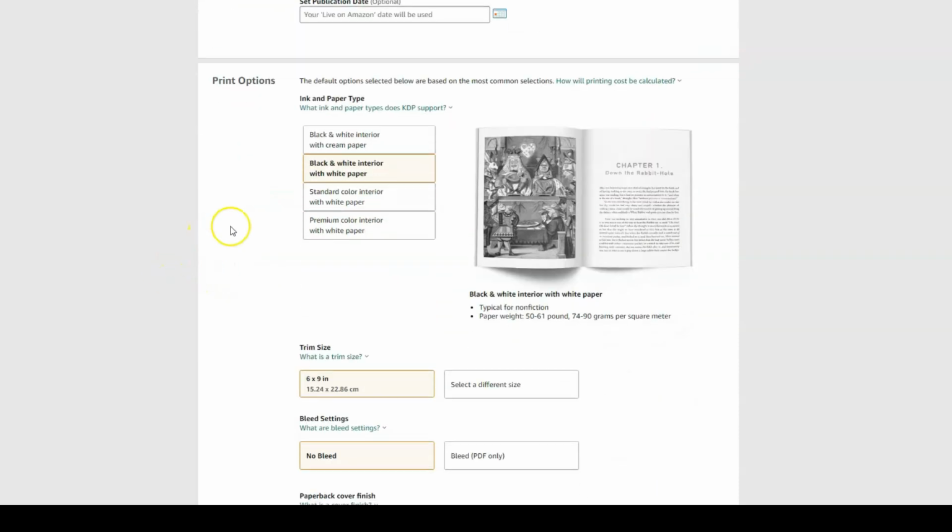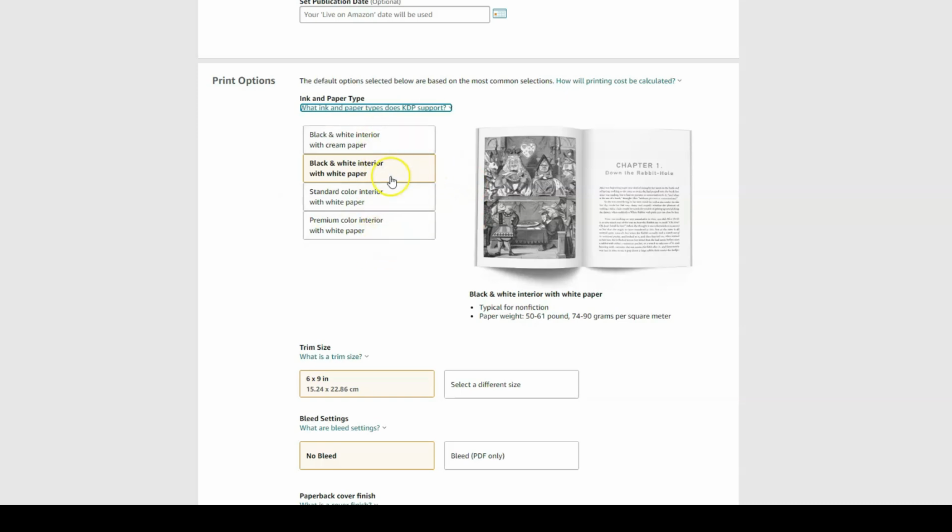And now we come to the print options. So you can choose the ink and paper type. So we can have black and white interior with cream paper, black and white interior with white paper, standard color interior, or premium color interior. For now, all you need to know is that we're using the black and white interior with white paper.